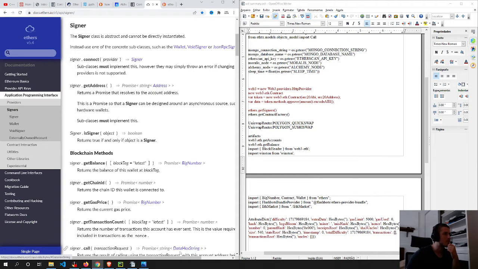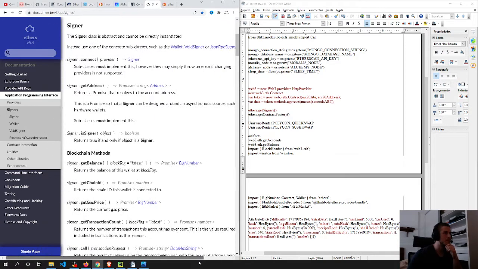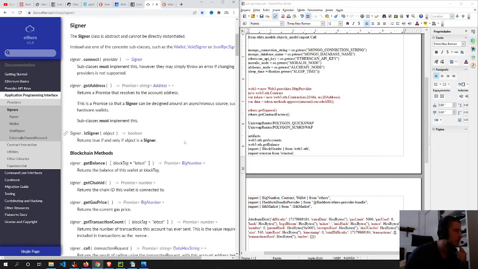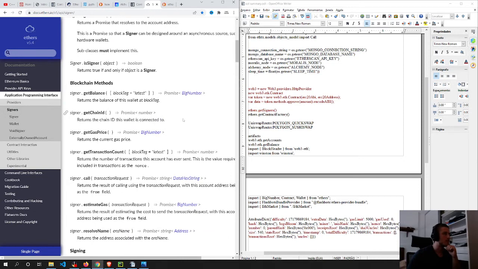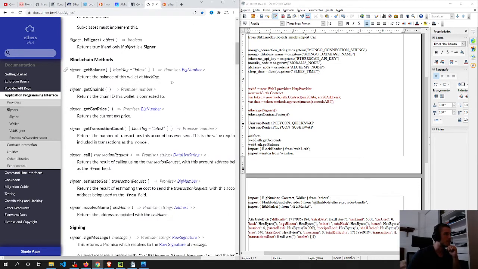The account address. This is a promise so that a signer can be designed around an asynchronous source, such as hardware wallets. Returns true if and only if object is a signer. Returns the balance of this wallet. Returns the chain ID this wallet is connected to.